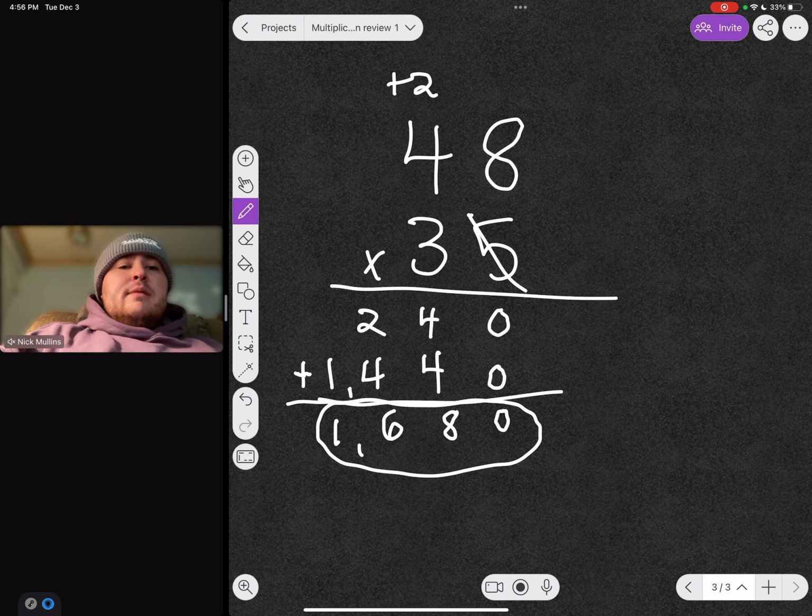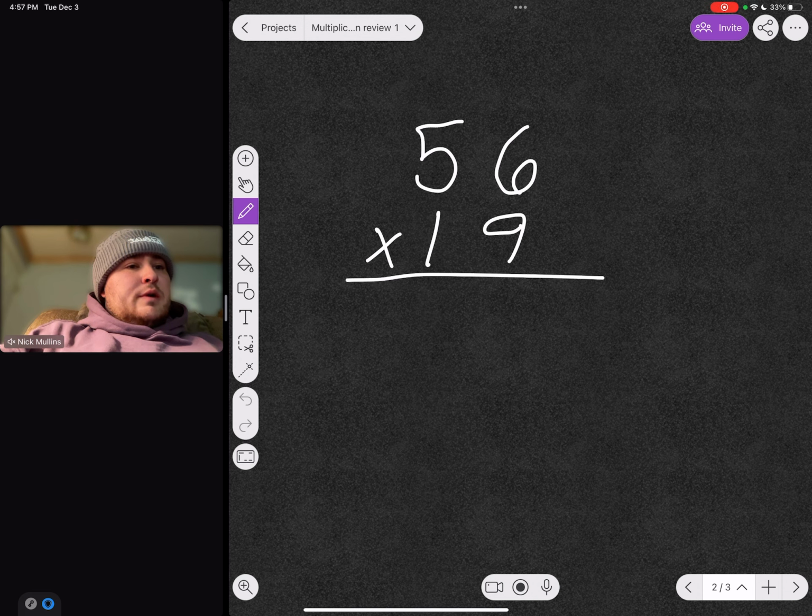So, it can be a bit of a lengthy process sometimes, but if you know your multiplication facts, it's going to help you out a lot. It'll help speed it up for you. Okay, so we're going to look at the next one here. We're going to do 56 times 19.